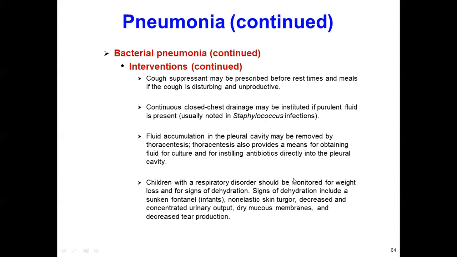Children with a respiratory disorder should be monitored for weight loss and for signs of dehydration. Signs of dehydration include sunken eyes, non-elastic skin turgor, decreased and concentrated urinary output, dry mucous membranes, and decreased tear production, right?